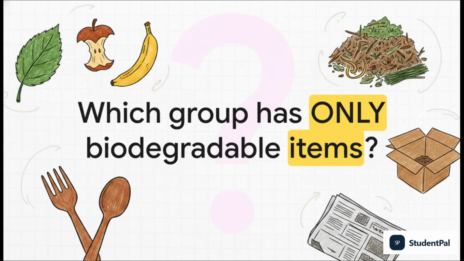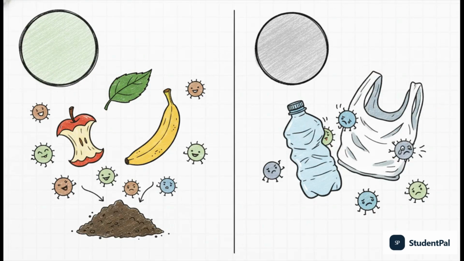Okay, let's try one more classic multiple-choice question directly from your textbook exercises. Which of these groups contains strictly only biodegradable items? Is it Group A, grass, flowers, and leather? Group B, grass, wood, and plastic? Or Group C, fruit peels, cake, and lime juice? Well, if you picked Groups A and C, you nailed it.